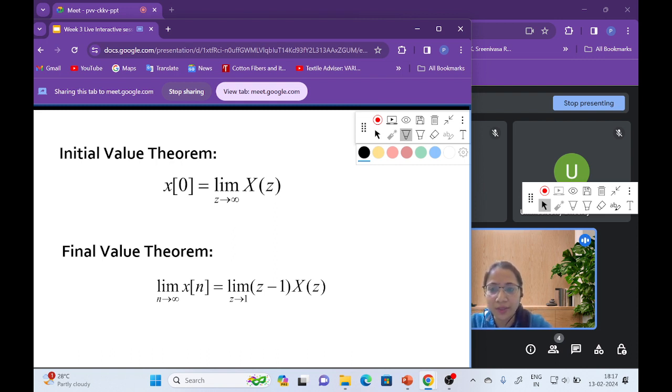The initial value theorem is represented by x of 0 is equal to the limit as z tends to infinity of x of z. This is to find it using this formula. And the final value theorem is represented by x of infinity, which is the limit as n goes to infinity of x of n, and in the z domain it is represented as the limit as z goes to 1 of (1 minus z to the power minus 1) x of z. Okay.